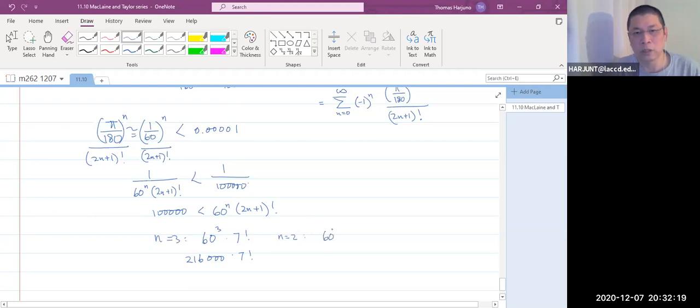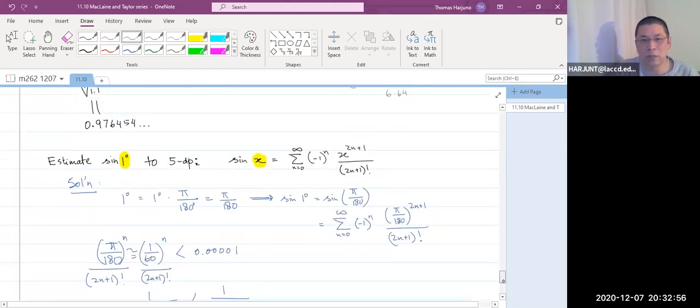So I get 60 squared times 5 factorial, 3,600 times 5 times 4 times 3 times 2, 120. So what is this? 144 times 3 is 300, 433. Oh yeah, when n equals 2 is good enough, huh?